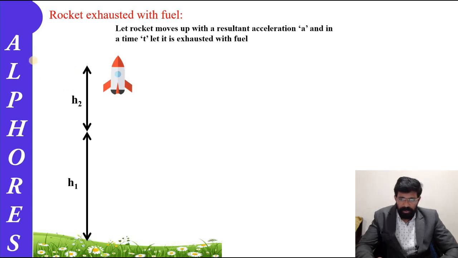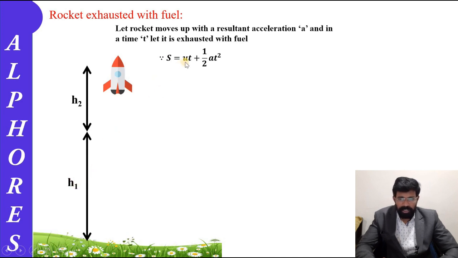Let me describe. Let the rocket move up with a resultant acceleration a, and in time t, let it be exhausted of fuel. So in time t, what has happened? Fuel is exhausted. In time t, how much is the height acquired by the body? h1. So let us first find out what h1 is. For finding h1, I will make use of this equation: s is equal to ut plus half at squared. And here s is h1.